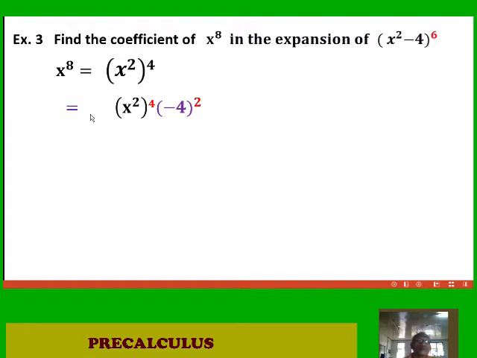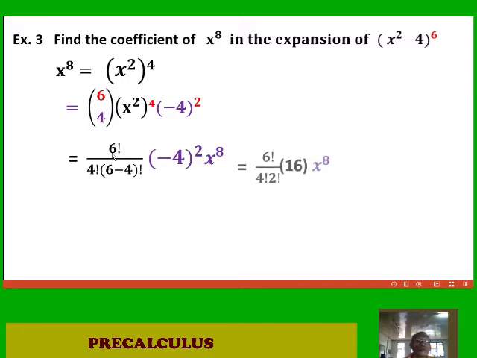So we are left with finding the coefficient of this term with x to the 8th power. So our combination is n, which is 6, and 4, the exponent of the first term. So taking the combination, this is 6 factorial over 4 factorial times 6 minus 4 factorial.